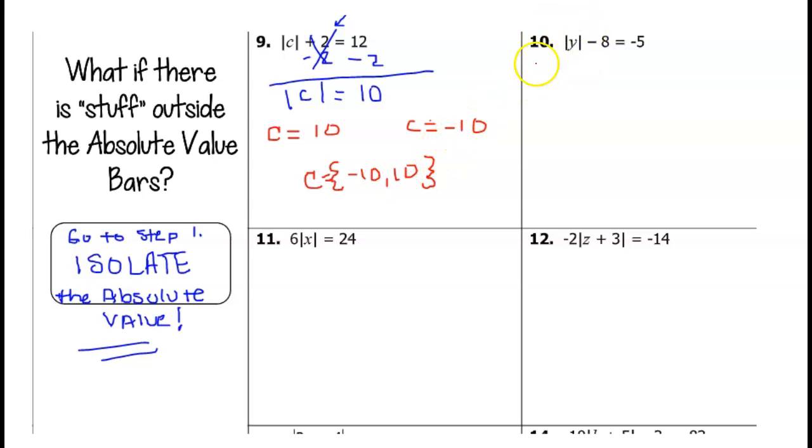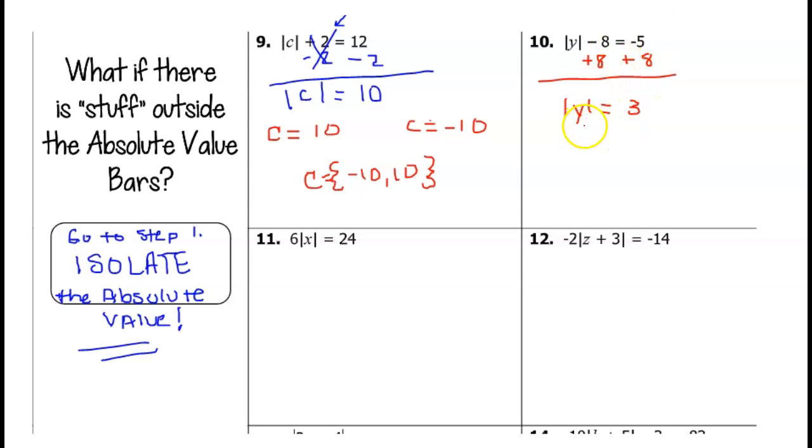All right. Over here, number 10. It's not so bad. Number 10, I'm going to do the same thing. I notice the absolute value is not by itself, so I got to isolate it. I have to move that 8 to the other side of the equation by adding 8 on both sides. When I add 8 on both sides, I end up with the absolute value of y equals 3.